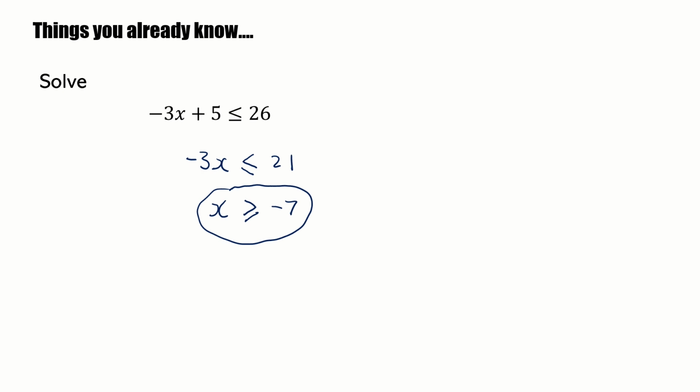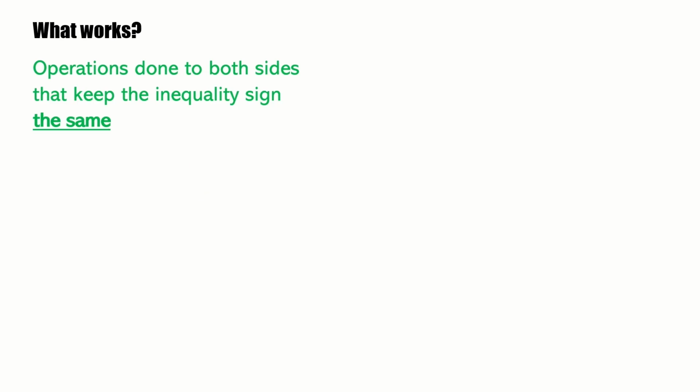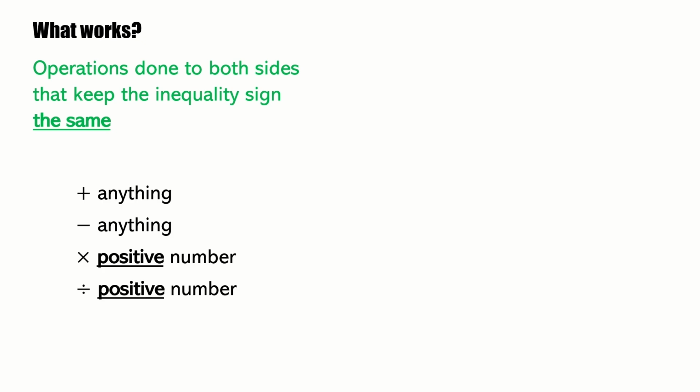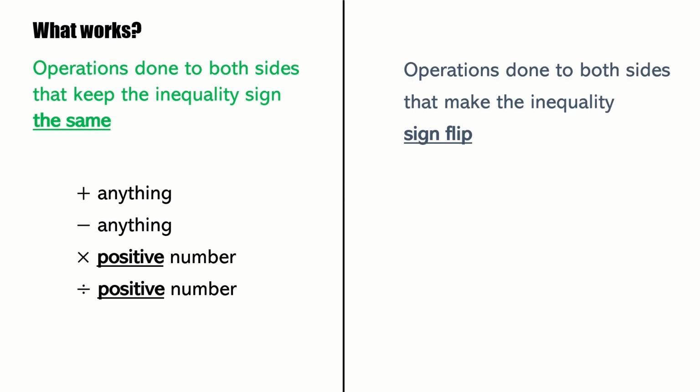However, watch out, because we do need to be very aware of which operations do cause the inequality sign to flip around and which ones don't. For instance, the operations that cause the inequality sign to stay exactly the same are the situations where we add anything we like to both sides, or if we subtract anything we like from both sides. Multiplying also works, but only if we multiply by specifically a positive number. And then the same goes for dividing. As long as we divide by a positive number, the inequality sign stays exactly the same as it was in the previous step. And then there's also those operations that cause the inequality sign to flip around.